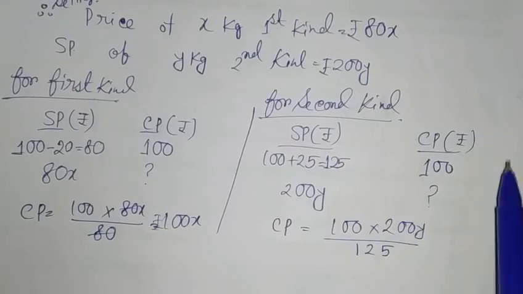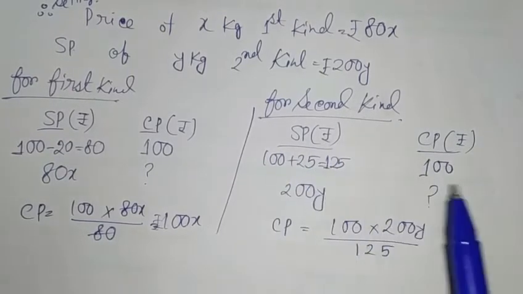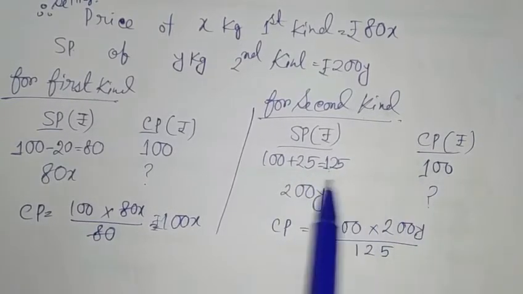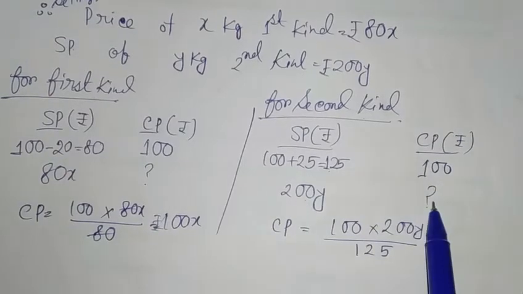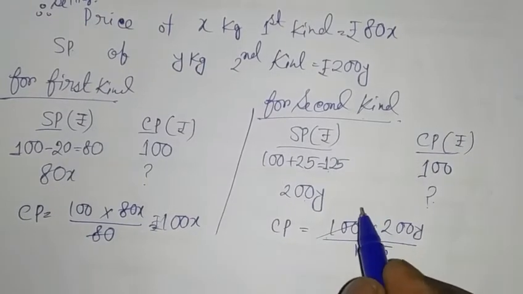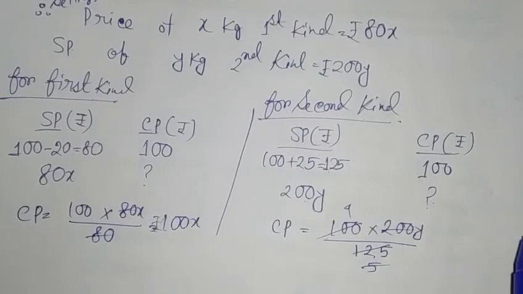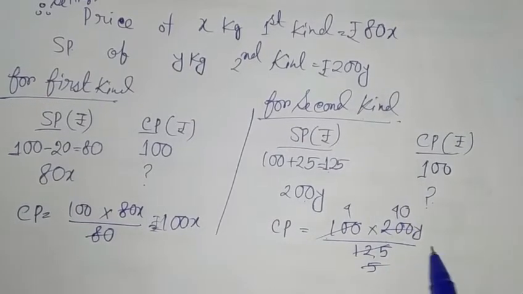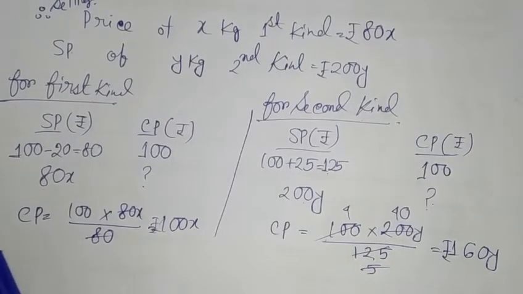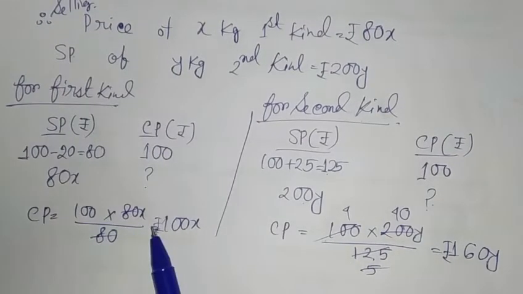So for the second kind, let the cost price be 100, then the selling price is 100 plus 25, because there is a profit of 25%. So the selling price is 125. We are assuming this. Now for 200y, the cost price will be 100 into 200y by 125. Simplify it using 25, 4 and 5. It is 40. So the answer is 160y. So we have found both the cost prices. It is 100x for the first kind and 160y for the second kind.